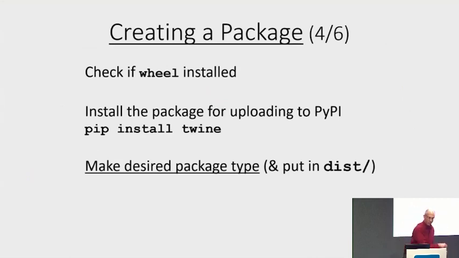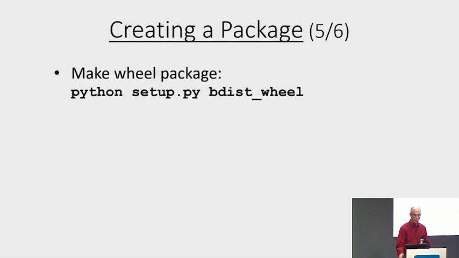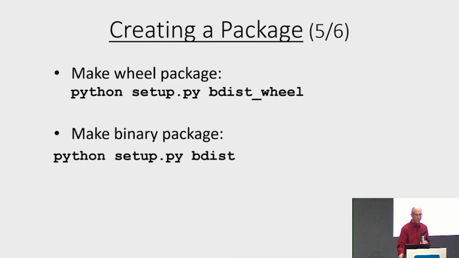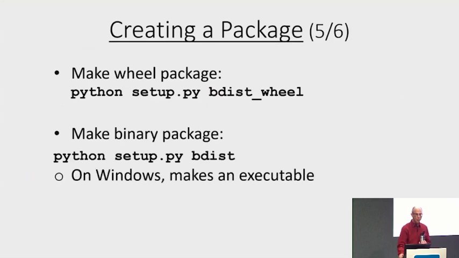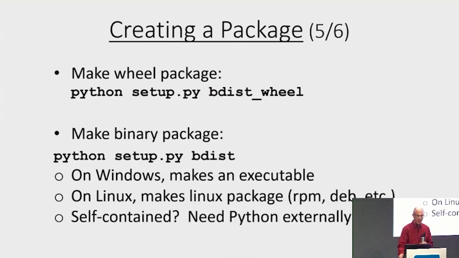So the first type that you can make is a source distribution. So it uses the sdist keyword. If you want to create a wheel, use that keyword. You can make a binary package, and what that means is that on Windows it's an executable, and on Linux it's an RPM or whatever.